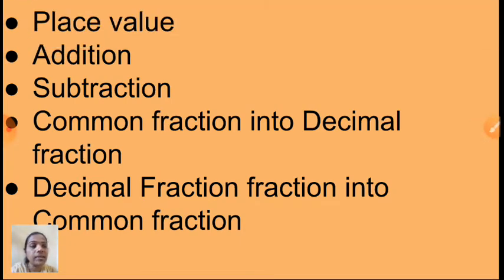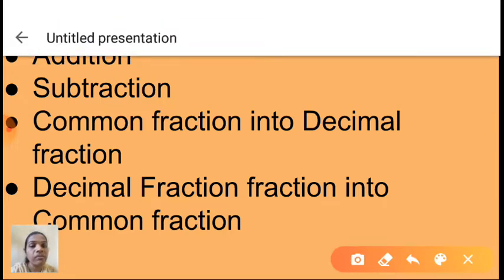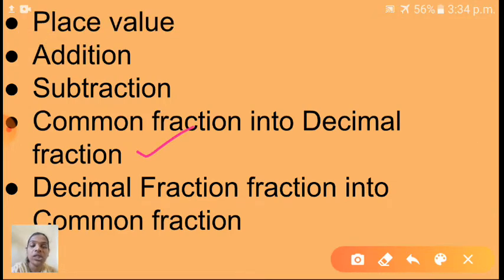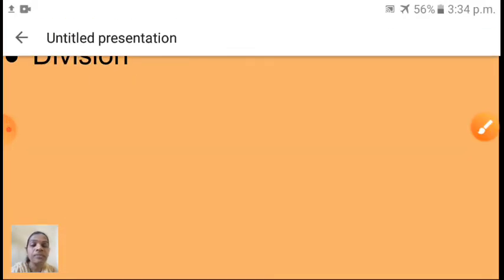These are the content outline of this chapter, that is place value, addition of decimal numbers, subtraction of decimal numbers. Next one is common fraction, convert common fraction into a decimal fraction. Next one is conversion of decimal fraction into a common fraction. And the next one is multiplication of decimal numbers and division of decimal numbers. So children, here I will give some examples, that we will solve now.